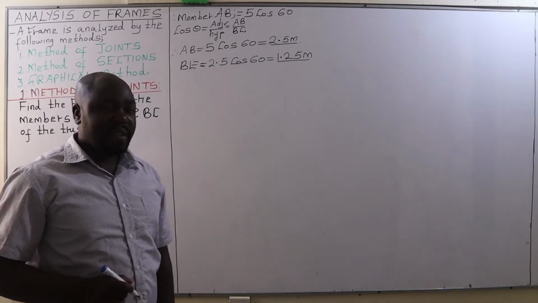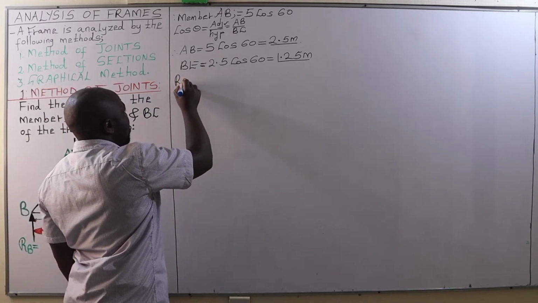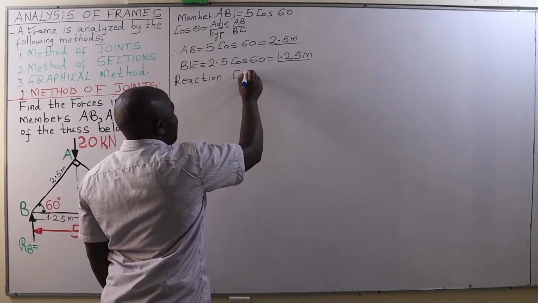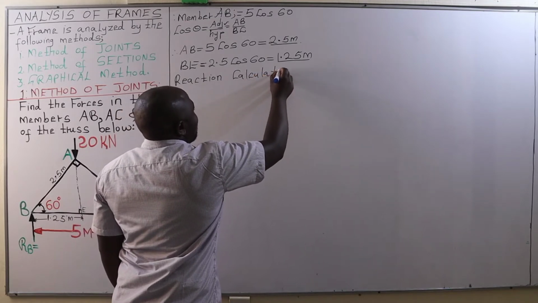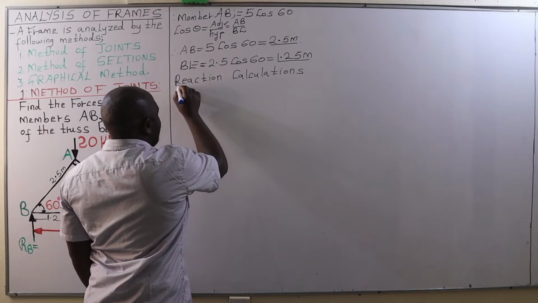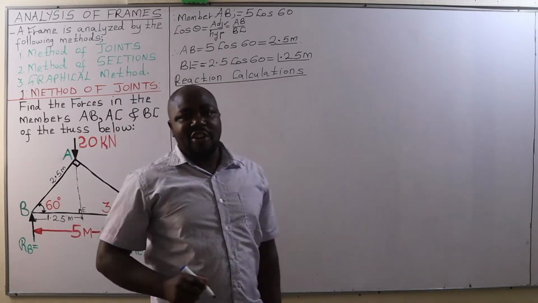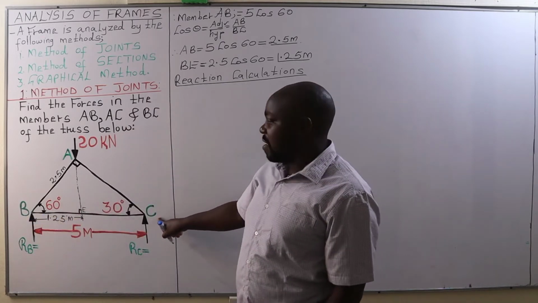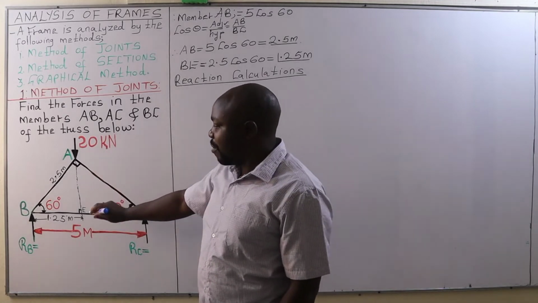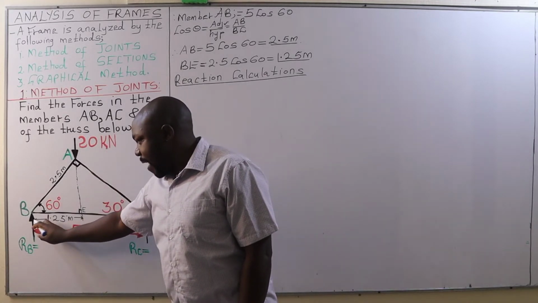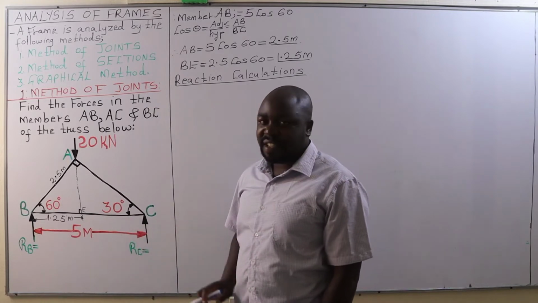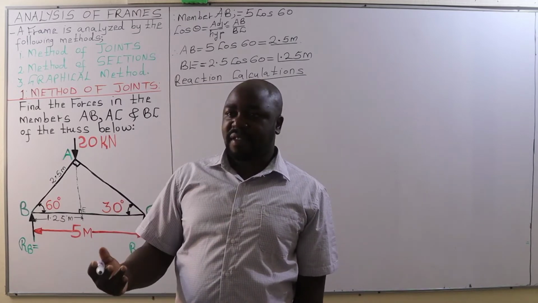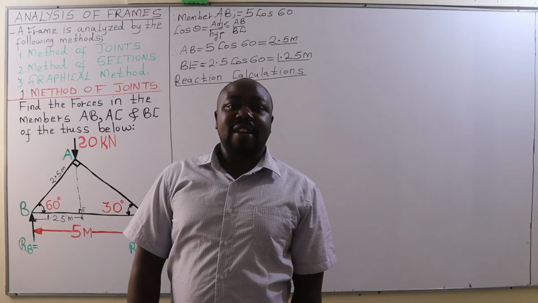Good. From there, we go to reaction calculations, okay? So we are going to determine the value of reactions at B as well as at C. This means that this truss is supported on members B as well as C. Now, these two members, they can either be columns, walls, beams, whatever members.